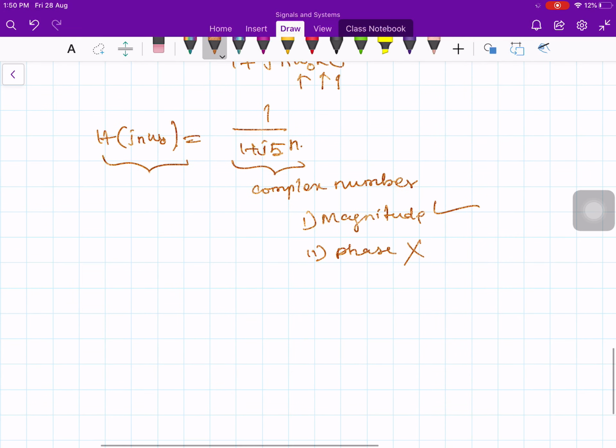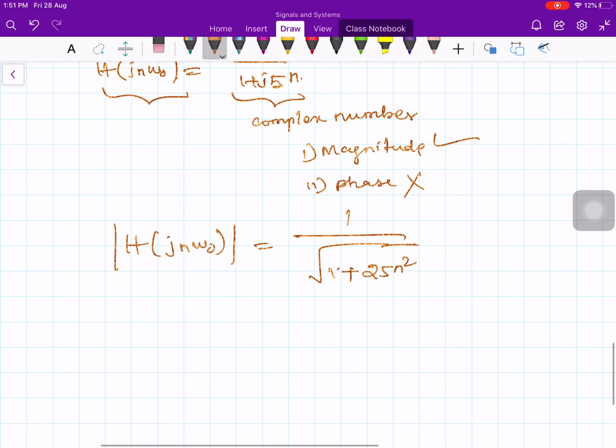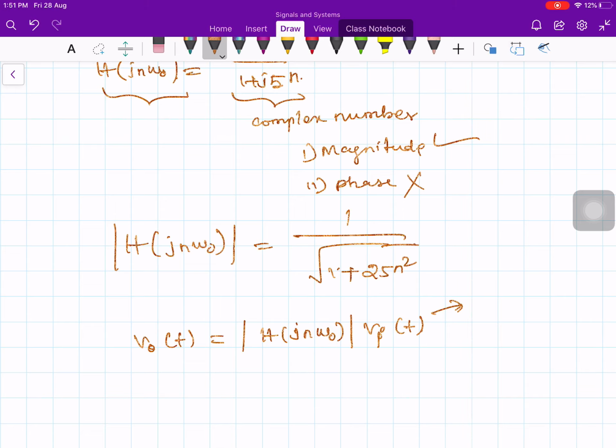Therefore, take the magnitude of this H of j n omega naught. Take the magnitude of that. This is 1 divided by square root of 1 plus 25 n square. So this is my magnitude. So we know the amplitudes of each one of these harmonic terms. We know the magnitude of the system function, because your V naught of t is equal to magnitude of H of j n omega naught times your V naught, sorry, Vi. This Vi contains many terms, okay? You consider a single term at a time. You apply DC and find the corresponding output, all those things like that.